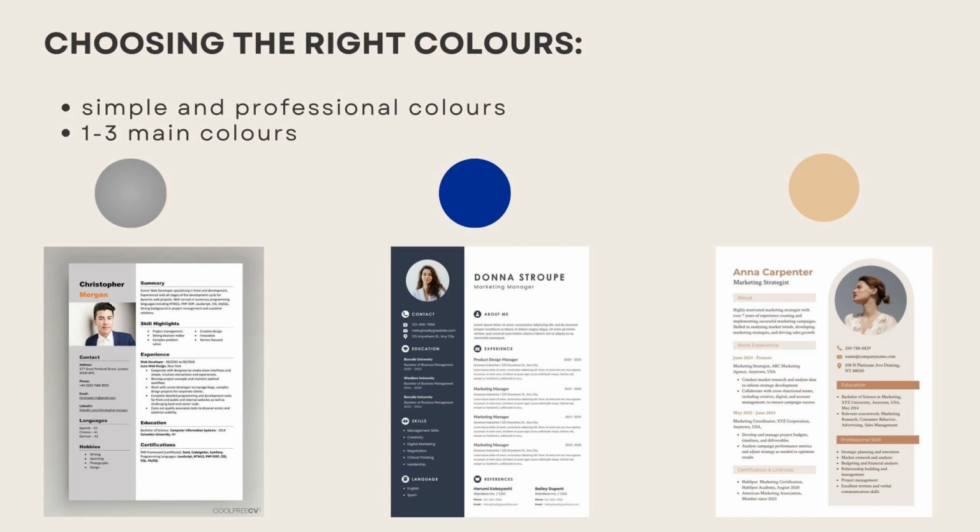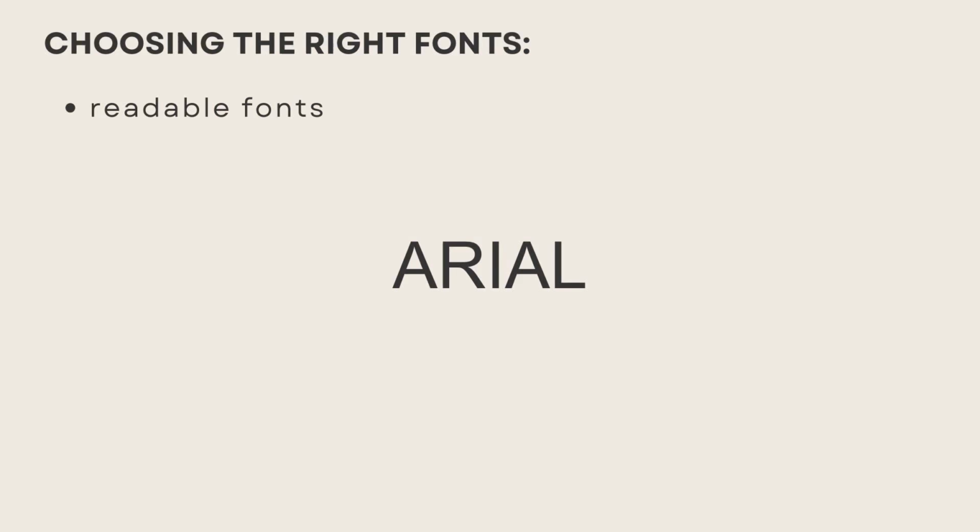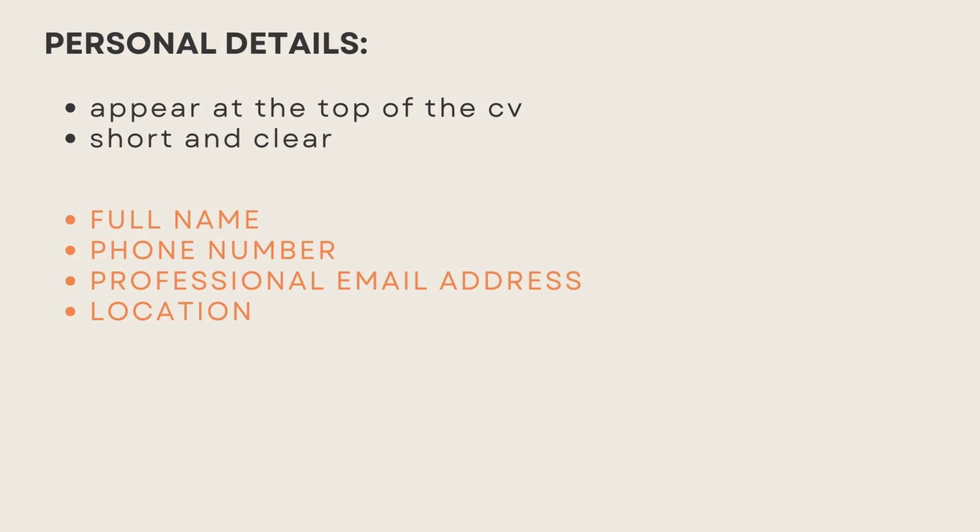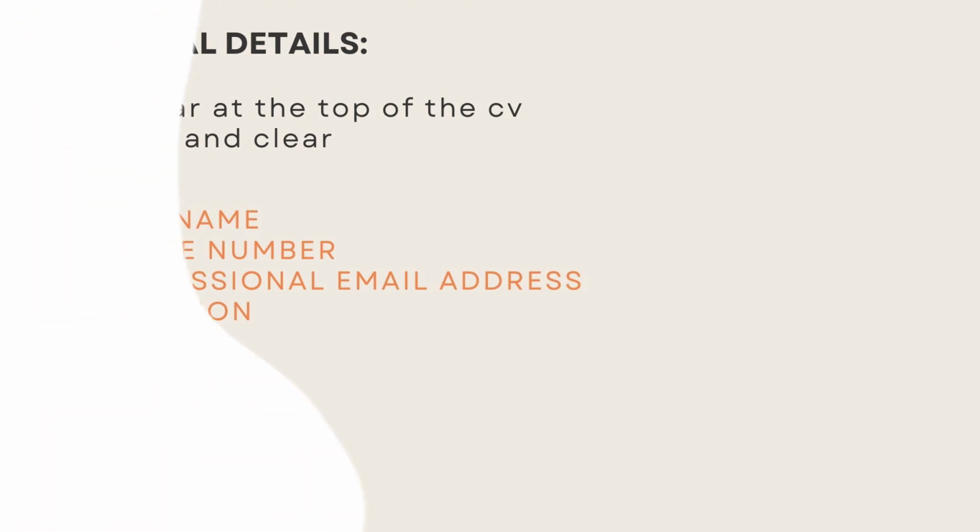From our previous videos, choosing the right colors is really important as it plays a big role in making sure your CV is not an eyesore to look at. Make sure you pick simple and professional colors, 1 to 2, 3 colors only. Just like in the previous video, choosing readable fonts is important. You can choose fonts such as Arial, Times New Roman, Calibri, Helvetica, and also Garamond. Moving on, your personal details should appear at the top of the CV and make it short and clear. Make sure you include your full name, your phone number, your professional address, and also your location.